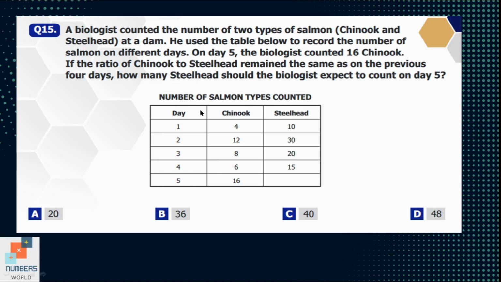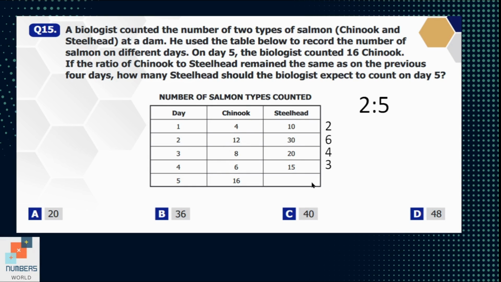So we may notice in the first 4 days, the ratio of Chinook to steelhead is 2:5. Like if we divide 4 and 10 by 2, 12 and 30 by 6, 8 and 20 by 4, and 6 and 15 by 3, the ratio is the same. That is 2:5 for the first 4 days.